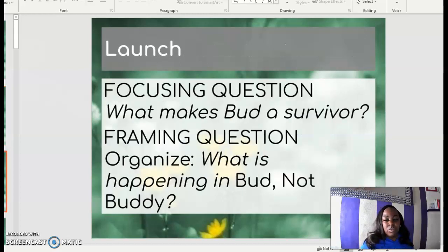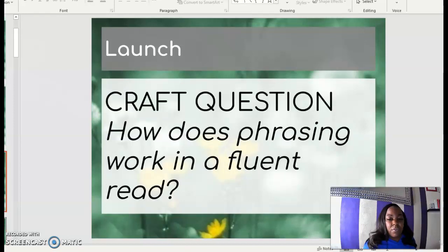Our focusing question will still be: what makes Bud a survivor? And our framing question is: what is happening in Bud, Not Buddy? So we're going to dig deeper into Chapter 2 to find out what's happening. Our craft question: how does phrasing work in a fluent read? We're going to dig deeper into that throughout this PowerPoint presentation to find out how phrasing works in fluent reading.